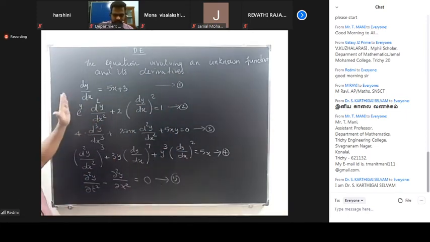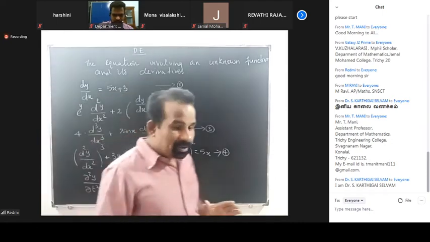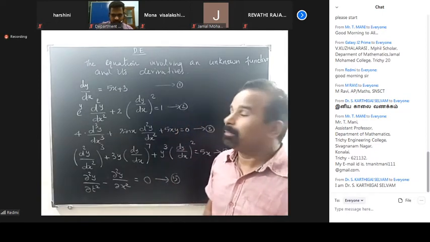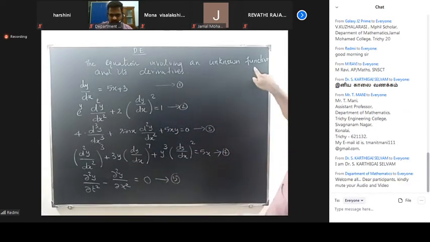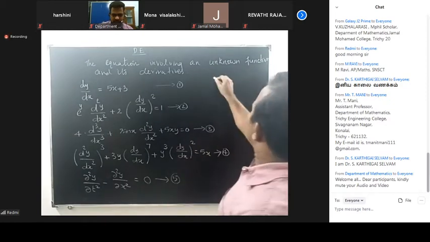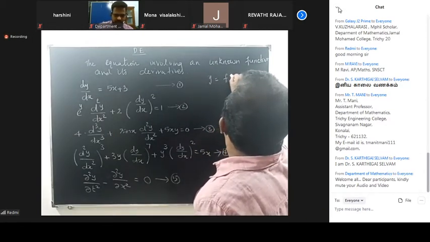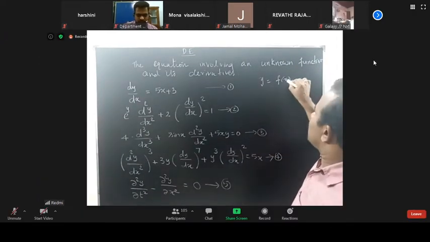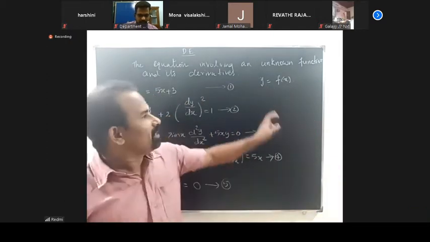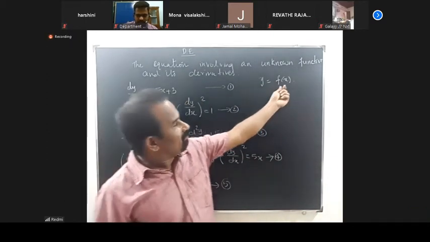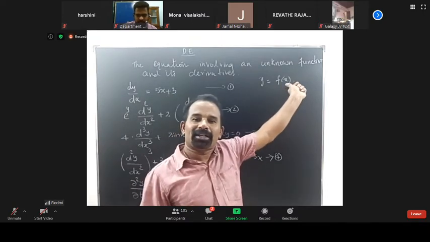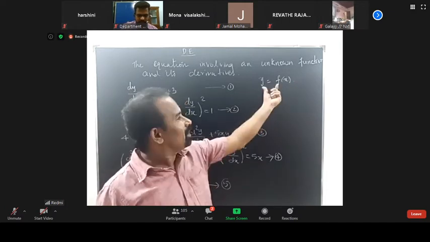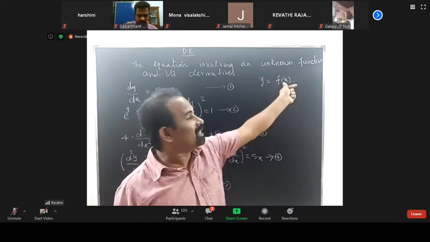Now, in this differential equation, what is ordinary differential equation? What is partial differential equation? So I am saying that the unknown function y is equal to f of x. Here, x is independent variable, y is dependent variable. Whatever value we give to x, the value of y depends on x. Therefore, this y is dependent variable, this x is independent variable.